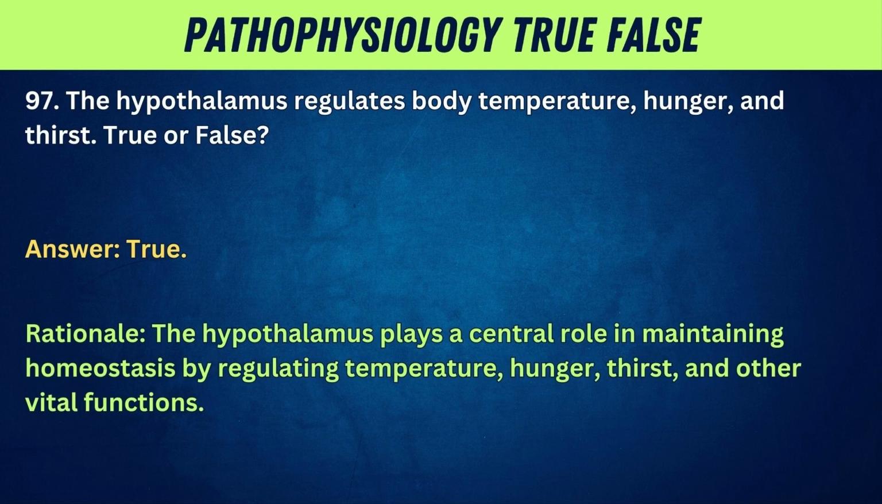97. The hypothalamus regulates body temperature, hunger, and thirst. True or false? Answer: true. Rationale: the hypothalamus plays a central role in maintaining homeostasis by regulating temperature, hunger, thirst, and other vital functions.